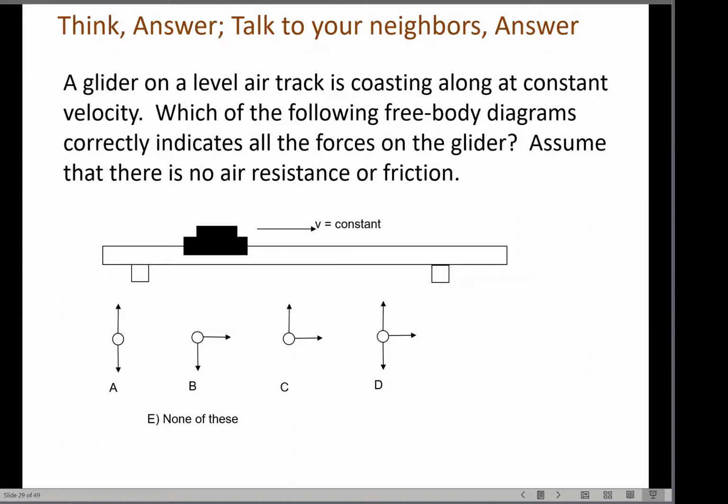Well, considering that there's constant velocity would mean the net force is zero. Somehow I lost your voice. Oh, sorry. Can you come closer and speak, please? Yeah. So considering that velocity is constant would mean that net force would have to be zero because there's no friction. So diagram A would be the only diagram showing a net force of zero.